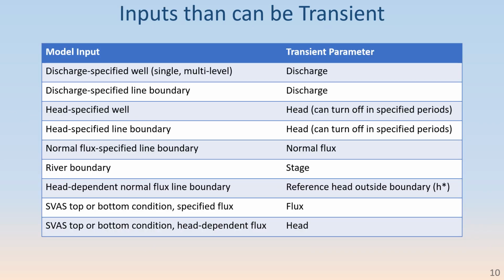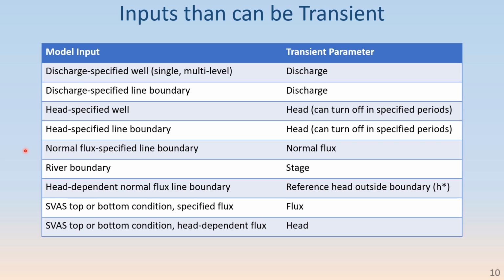Lots of different inputs in Anaqsim can be transient, so it has very general transient capabilities. The discharges of either discharge specified wells or line boundaries can be transient. They would change from one period to the next if you want them to. You can also change the heads at either head specified wells or head specified line boundaries. And in addition, those two things can be turned off in specified periods, which turns out to be handy for dewatering applications and various other things.